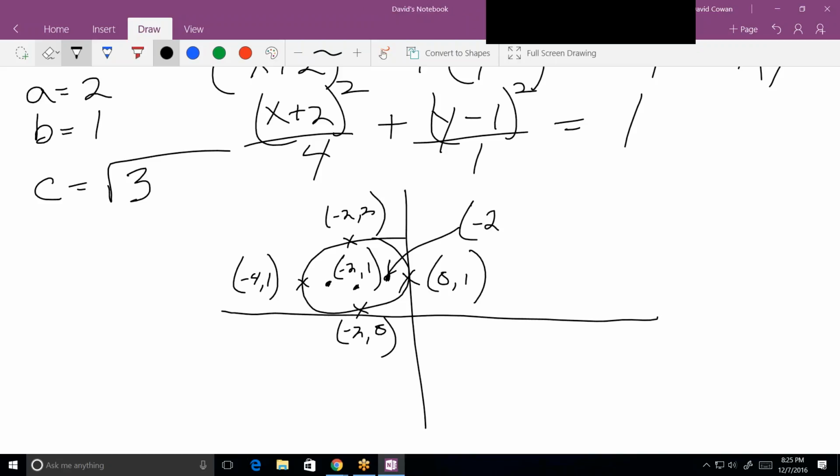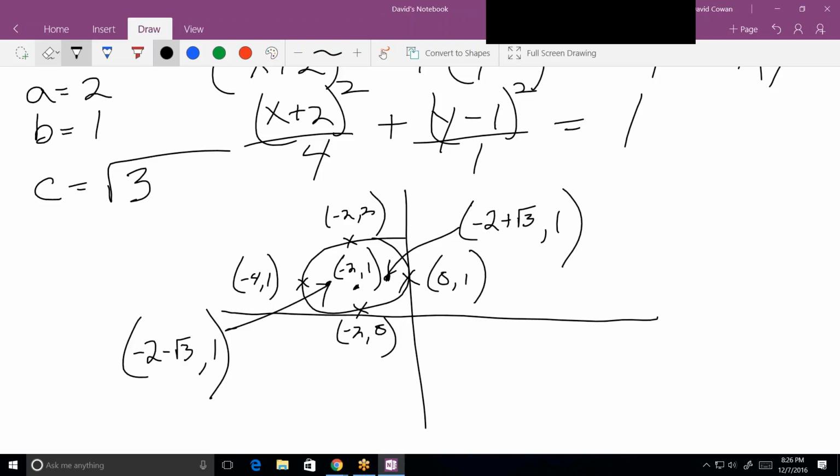Actually, -2 plus √3 is the x coordinate. Okay, comma 1. That's the y coordinate. And again, that's the correct way to write it. Then -2 minus √3, comma 1. And that's everything. Well, 7 points.